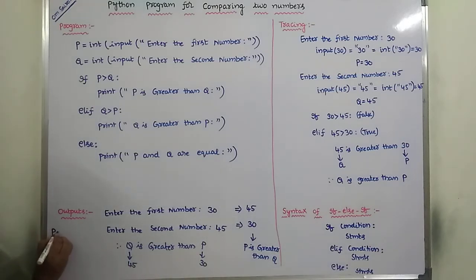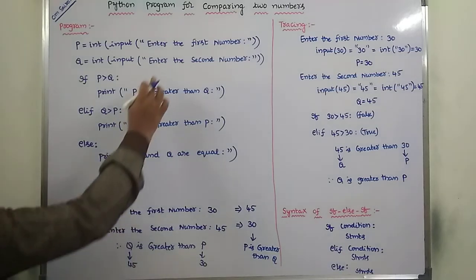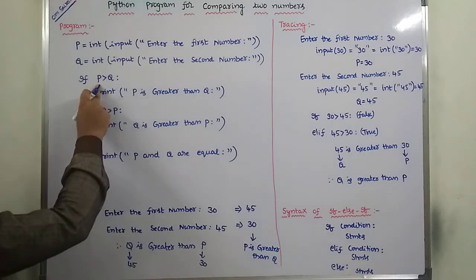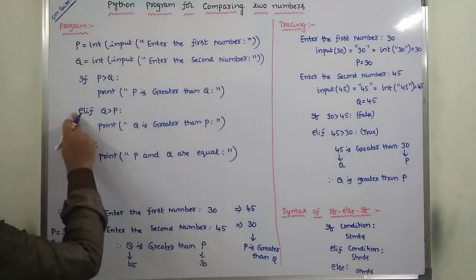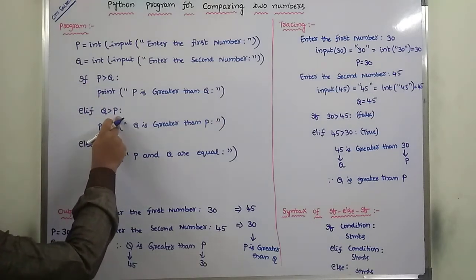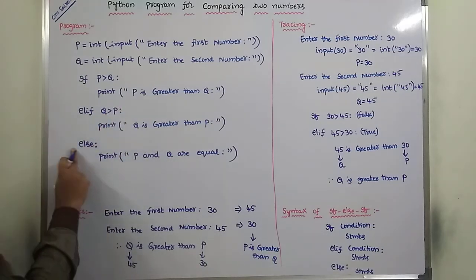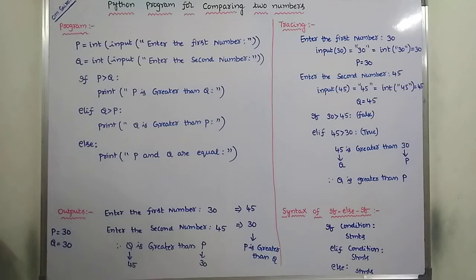Suppose for the first number I am giving 30 and for the second number I am giving 30. So enter the first number, 30 is assigned to the variable p. Enter the second number, that is 30, is assigned to the variable q. If p value 30, q value 30, 30 greater than 30, so this is false. Then go to the else if block. Here q value 30, p value 30, 30 greater than 30, so this is also false. Then go to the else block. So here p and q are equal, that is 30 is equal to 30.